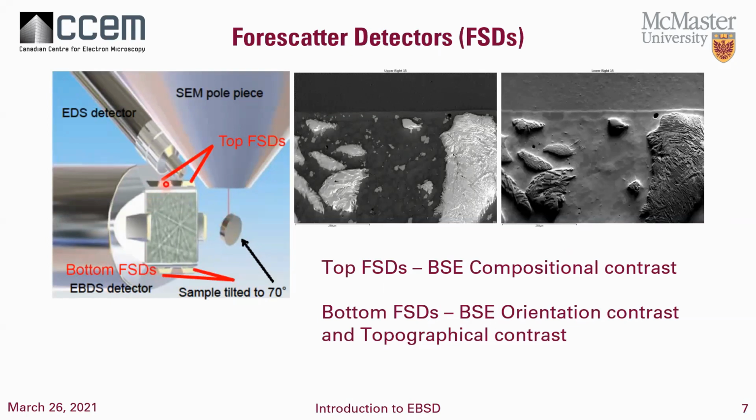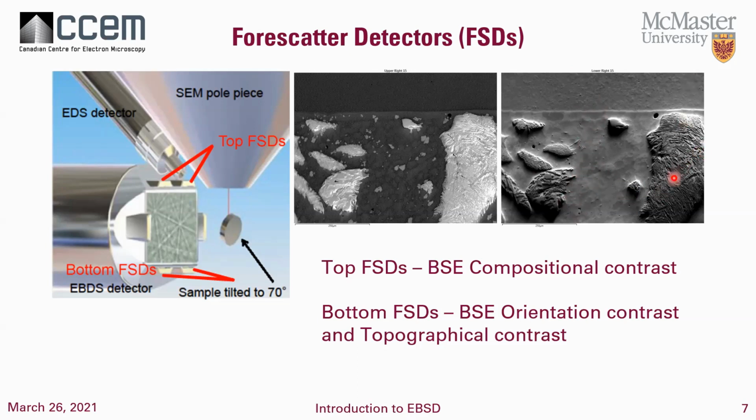So there are also some diodes at the top and bottom of the EBSD phosphor screen. These diodes will detect the backscatter electrons, or BSEs, and you can get different contrast mechanisms. So one of them is average atomic number compositional contrast. Another gives you topographical and orientation contrast. So the actual orientation of the unit cells will yield a different contrast mechanism on things.